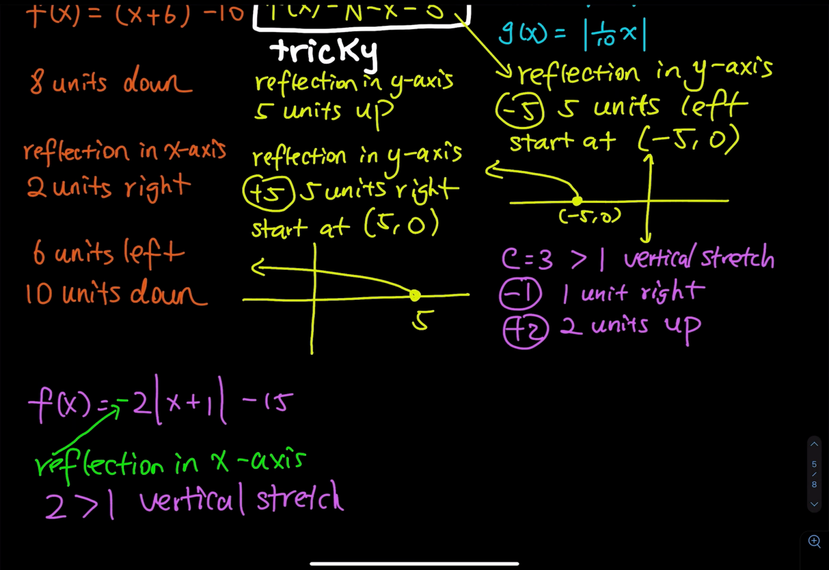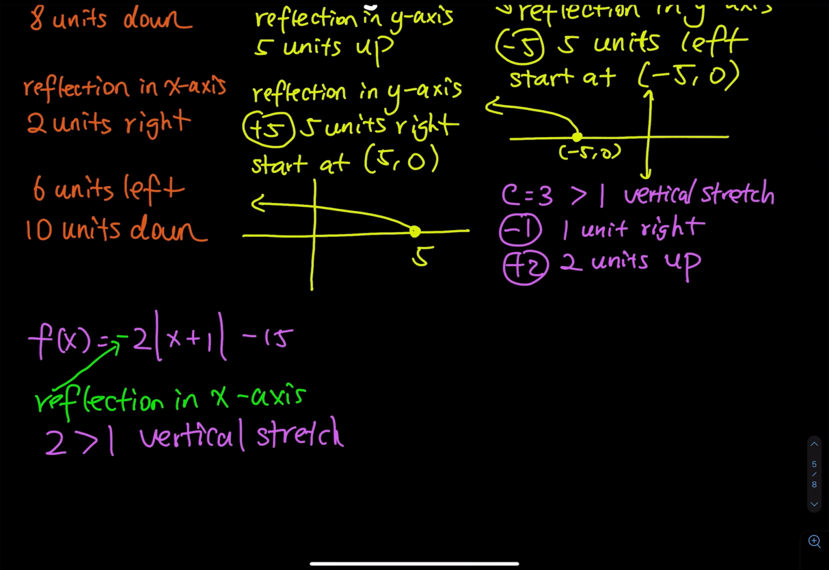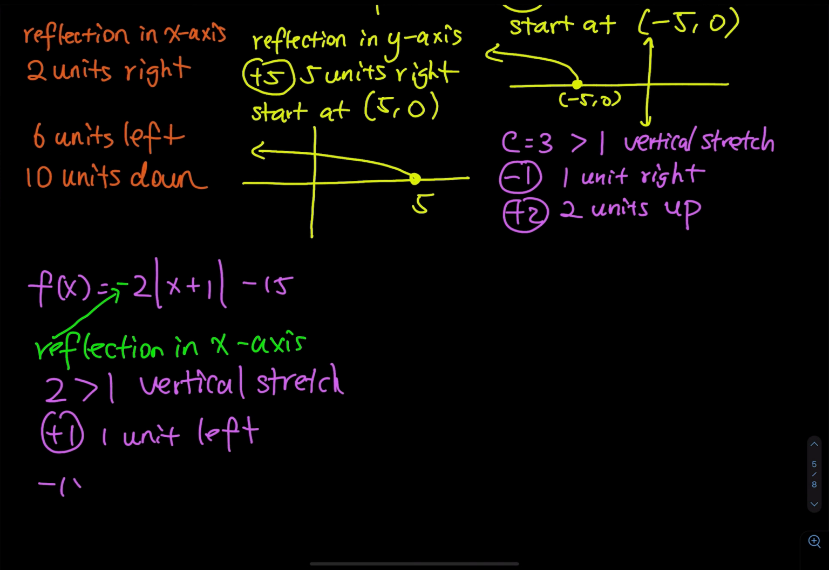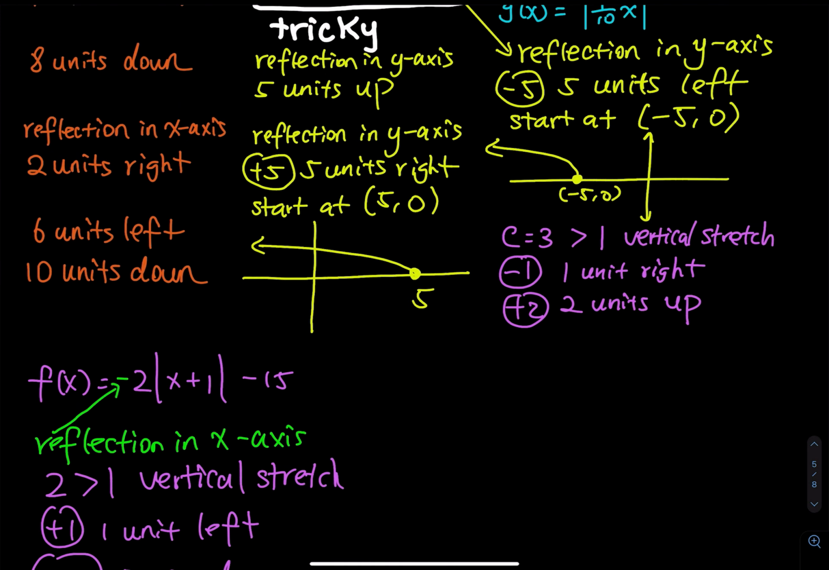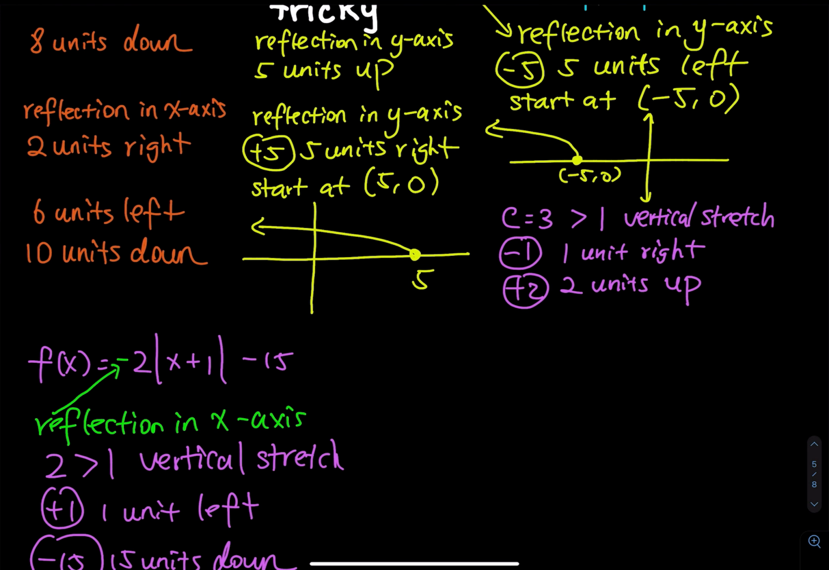And then what else? The +1 means 1 unit to the left. And then the -15 is 15 units down. Okay, this is done, and then we have 2 blue problems to go.